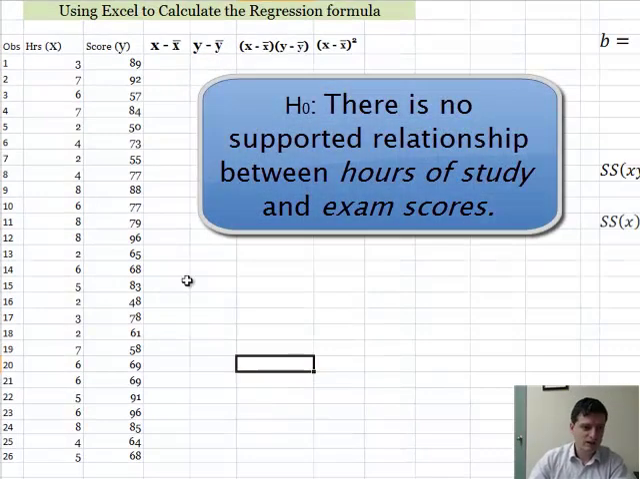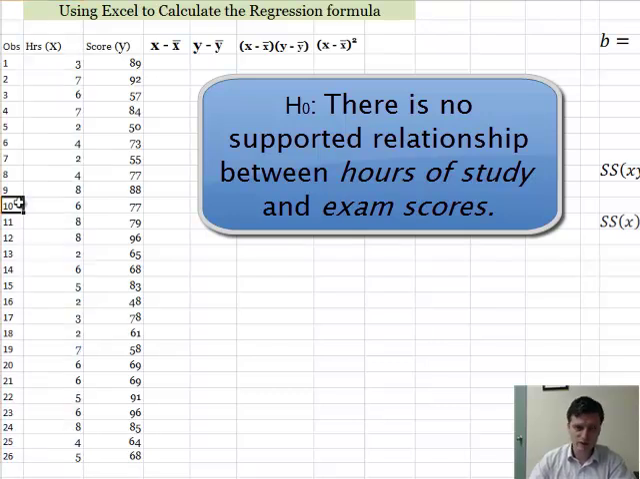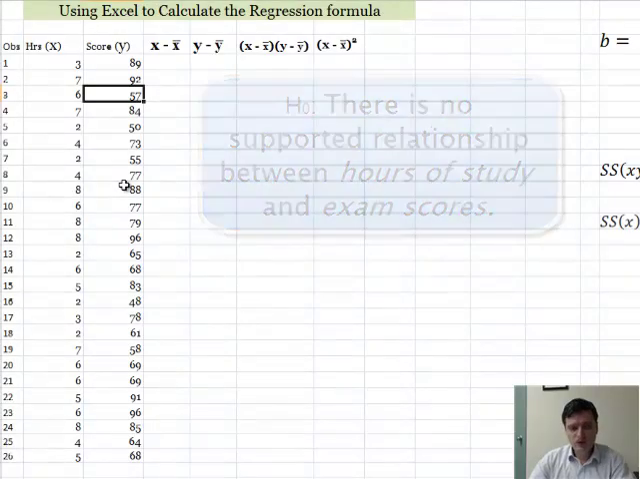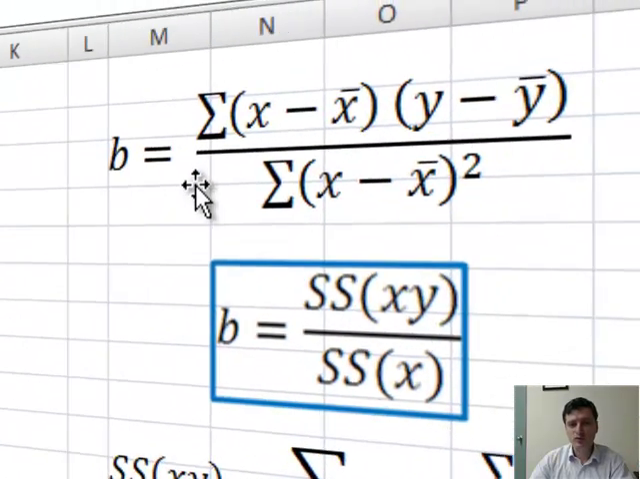Right? So in the column hours or X, I have the independent variable. All of these are the hours that the student studied, and I see here that I have 26 observations. Each of the observations is a student in this case. And in the column Y, I have the scores that each of these students got in the exam. Okay, so the first thing we need to do here is to calculate the slope or the B.